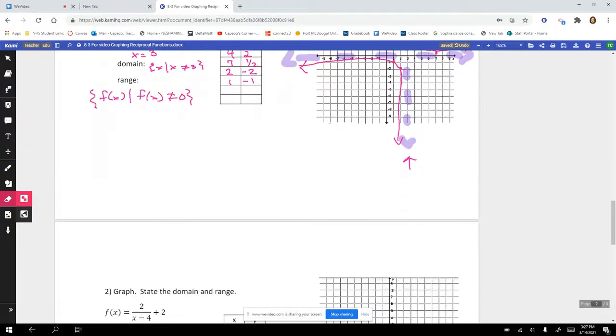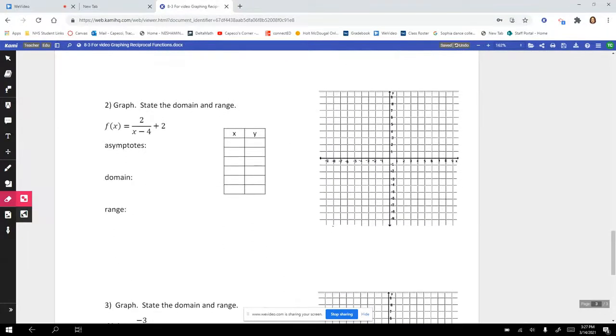Okay, let's look at another one. Again, slightly different because we have this 2 here. So I know that my asymptote is going to be y is equal to 2, and also because of my denominator, I know x is equal to 4. So they are lines that the graph is going to approach, but it's not going to touch. So I have y is equal to 2. So we're going to have this here. And I have x is equal to 4, which is this here.